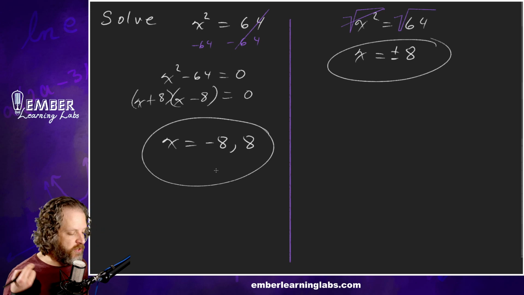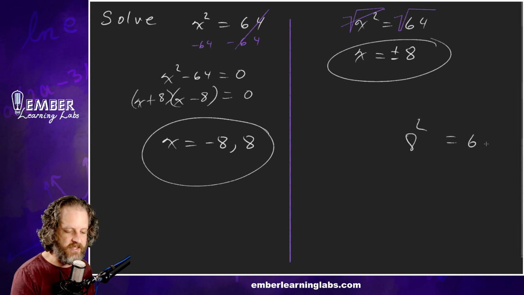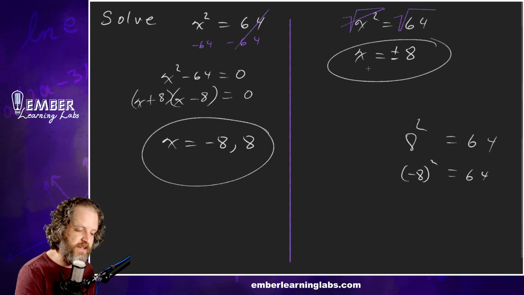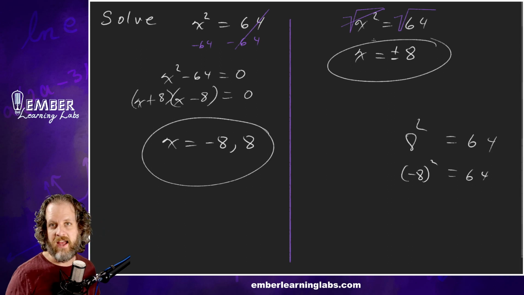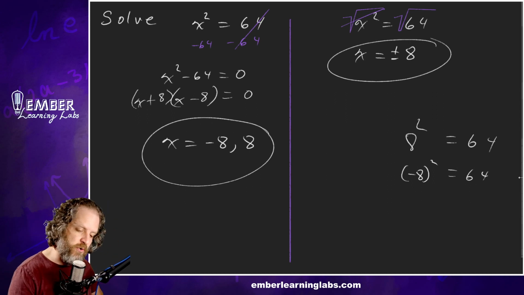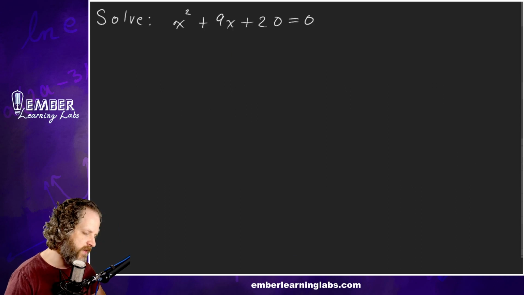Now, why is that true? I'll remind you really quickly. It's because if we take 8 squared, we get 64. But if we have -8 squared, we also have 64. So both of these answers can go into here, and we'll get the right answer. So let's do one more. We're going to do 2 more total examples, and then we will be through with this one. So let's look at the next one.